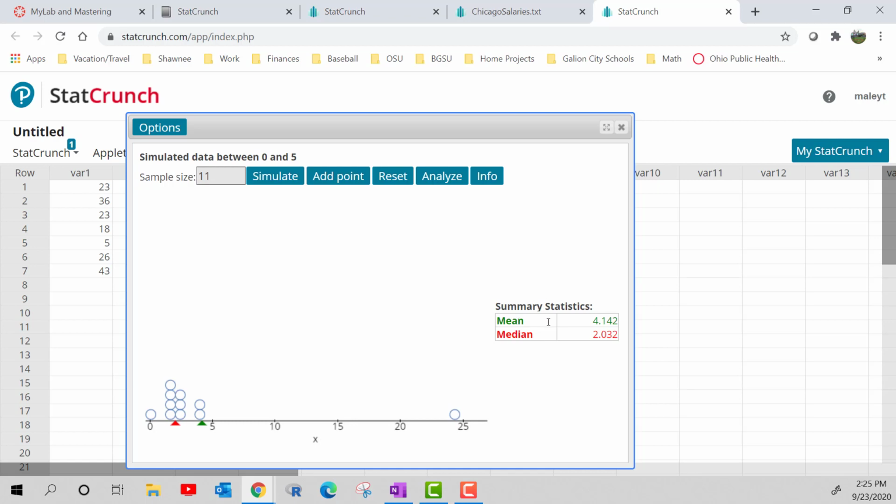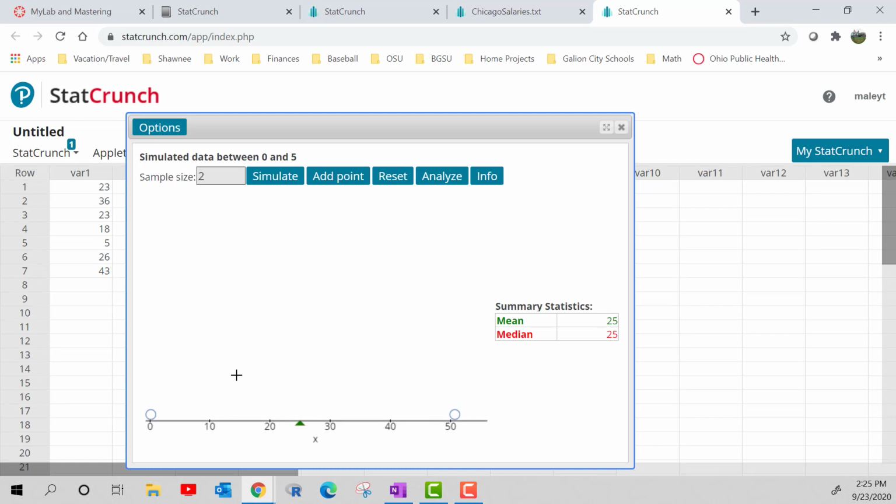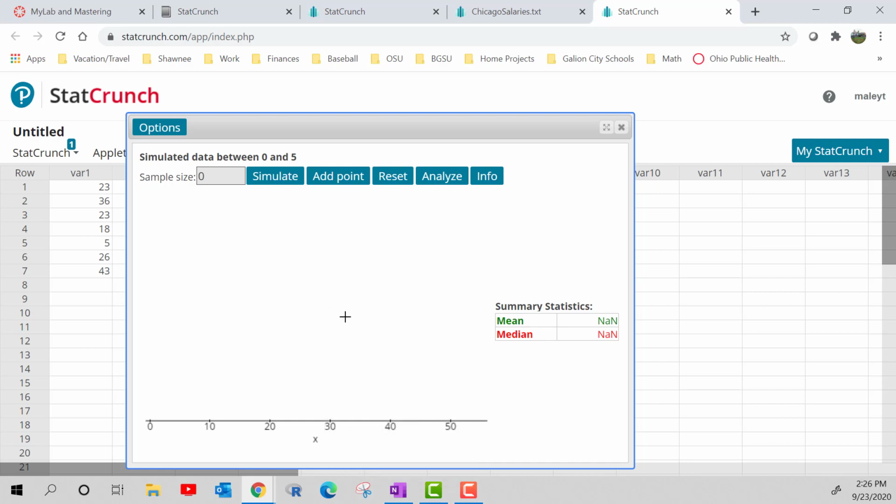So now number 3, it says to click reset and then add a point at 0. And then it says add a point at 50. And then we're going to remove those points, and all that's doing is getting us a number line from 0 to 50. Then it says to create a symmetric data set of 6 observations such that the mean and median are roughly 40.